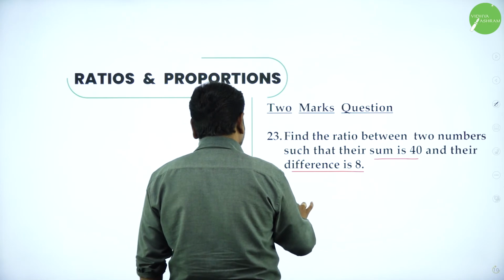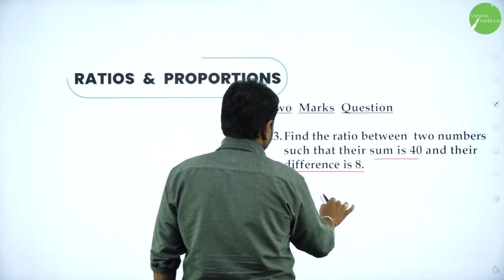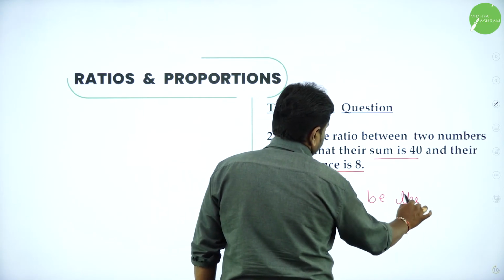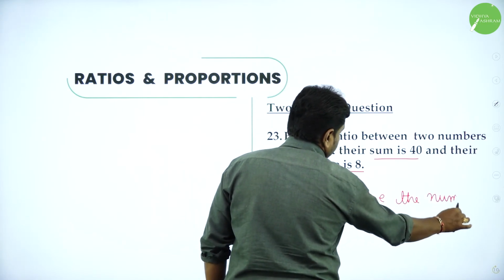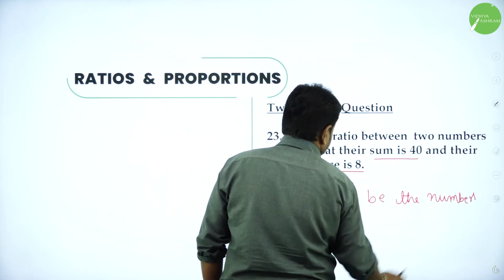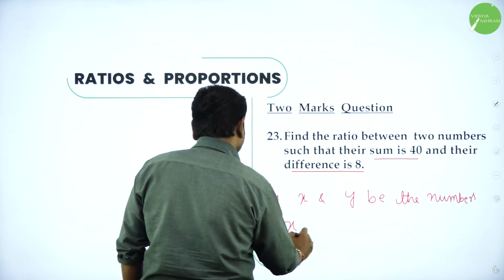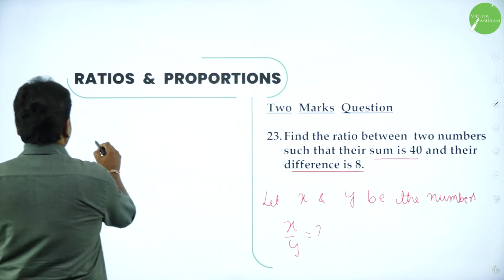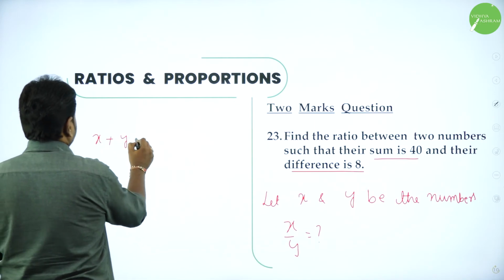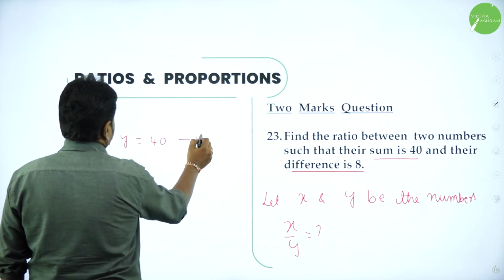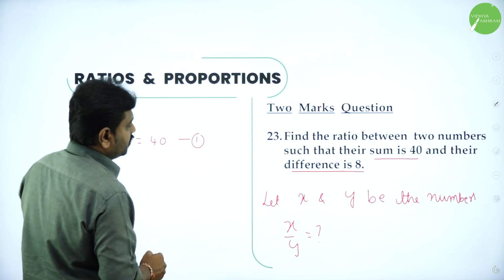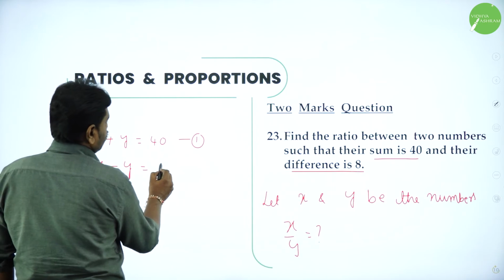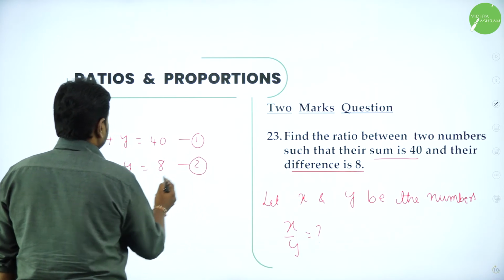So I'll take the numbers as let x and y be the numbers. They want x is to y. You need to find the ratio of the numbers, means you need to find x by y. They give hints. Sum of numbers is 40, means x plus y is 40, call it 1. And also they give difference of the numbers is 8, so x minus y is 8, call it 2. Solve the equations.